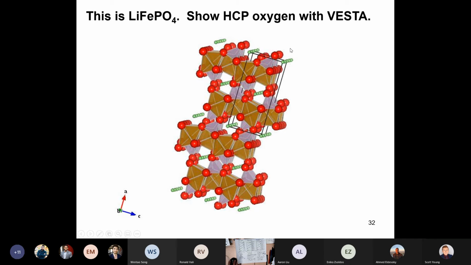Okay, so I want to show you in VESTA the way that LiFePO4 is related in structure to the layered materials. So let me go back to VESTA.